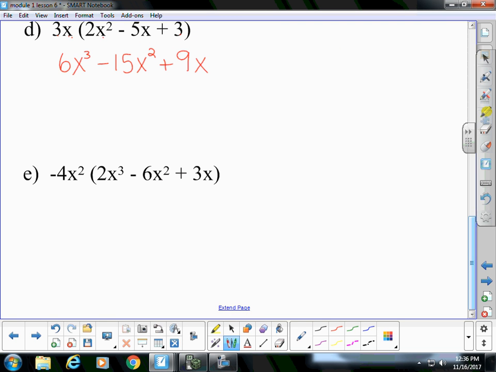Okay, one last problem. This distributing to 3 again. 1, 2, 3. Okay, so the first time it's negative 4 times 2, that's negative 8. And x squared times x to the third, that's 2 plus 3 is 5.